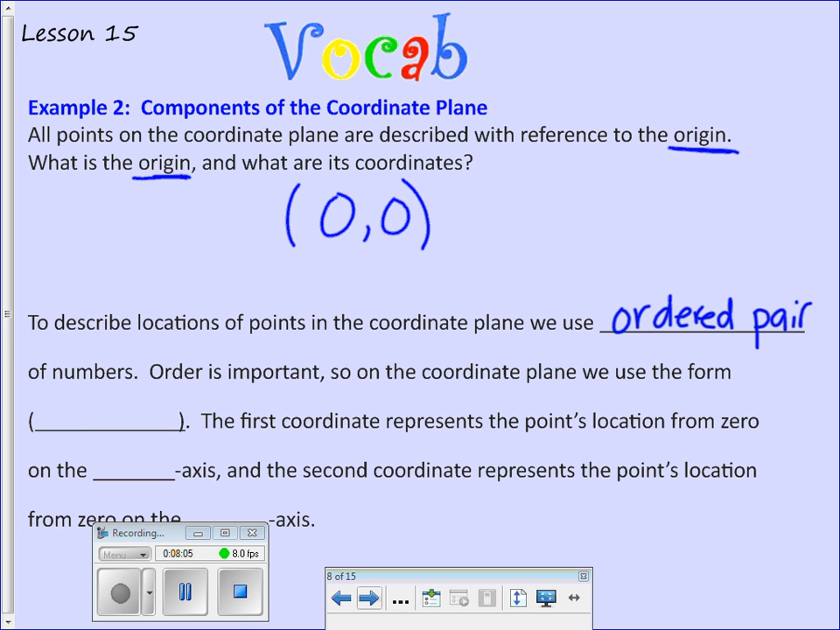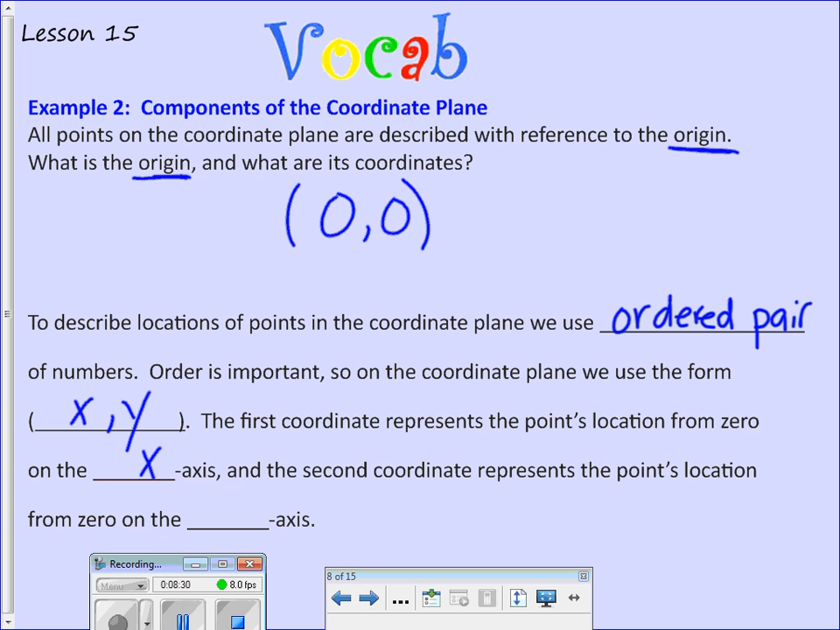So on the coordinate plane, we use the form x, comma, y. We're always going to go along the x-axis first before we go up or down the y-axis. So walk across the room before you can go up or down in the elevator. The first coordinate represents the point's location from 0 on the x-axis. And the second coordinate represents the point's location from 0 on the y-axis. Alright, so alphabetical order. Along the x and up and down the y. Any questions on that so far?